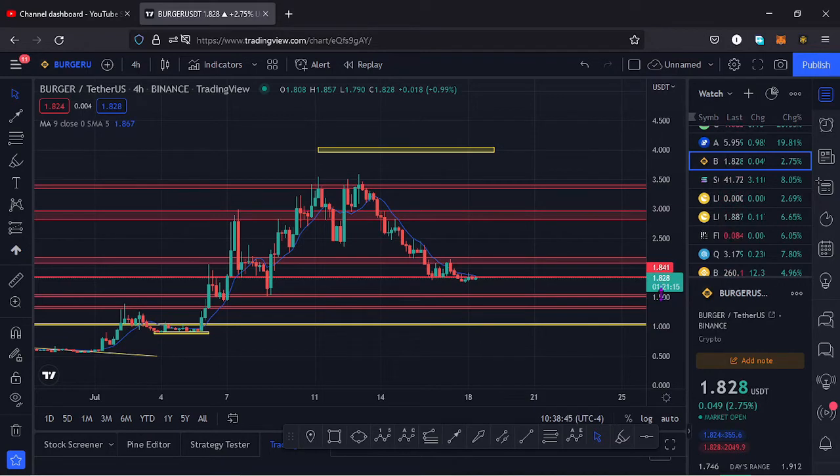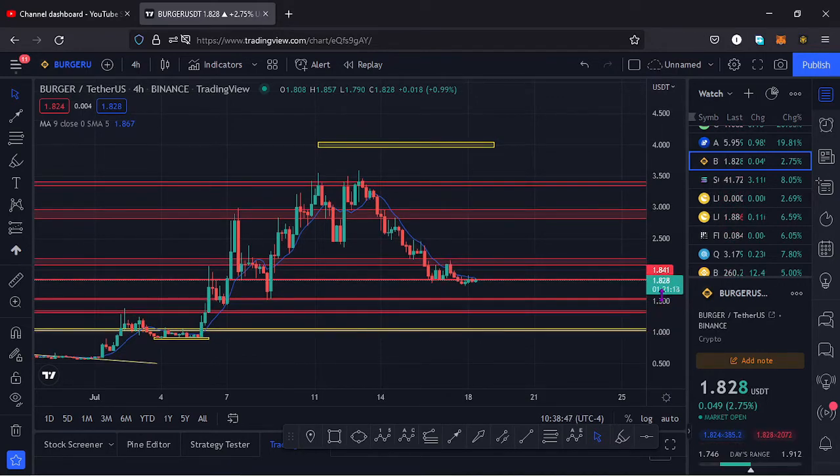I'll be giving you a price prediction update on Burger, whose current price stands at the $1.828 mark, and here on TradingView the market is up by 2.78%. And in this video I want to give the key scenarios that I expect to play out, basing my analysis on the Fibonacci's and also the key areas of support and resistances, and also show you the key patterns that are informing this chart.